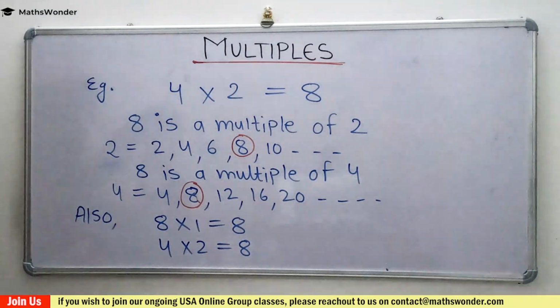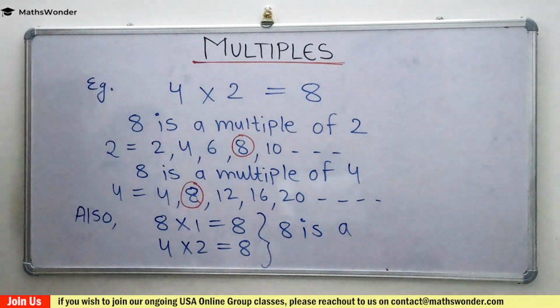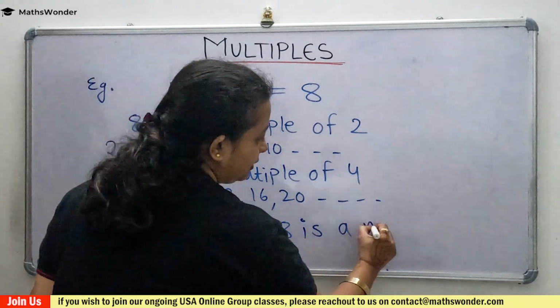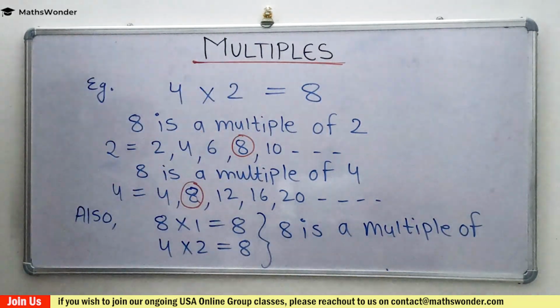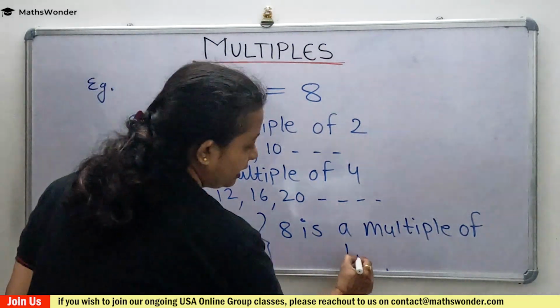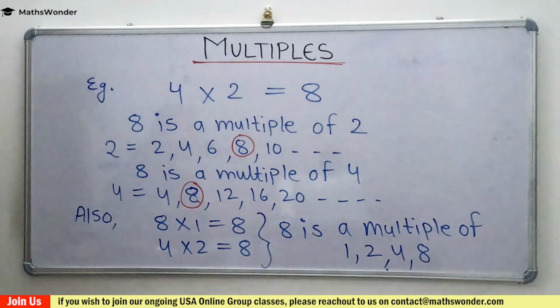That means hence 8 is a multiple of how many numbers? Multiple of 1, 2, 4 and 8, right? And these are our factors of 8 also. So this is the reverse process of factors. The multiples of 8 are 8, 16, 24, 32, 40, all these numbers are divisible by 8.